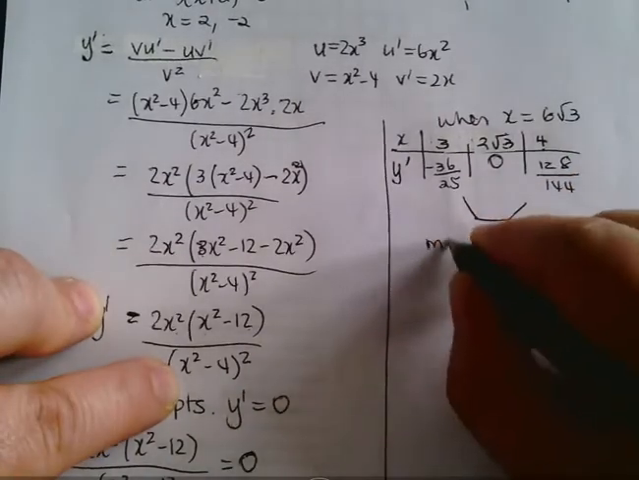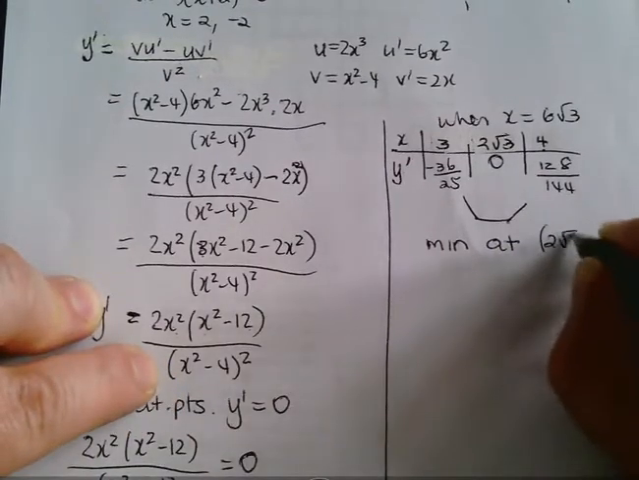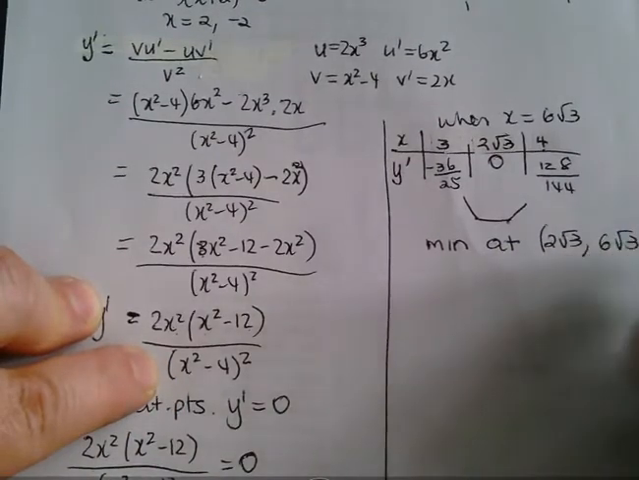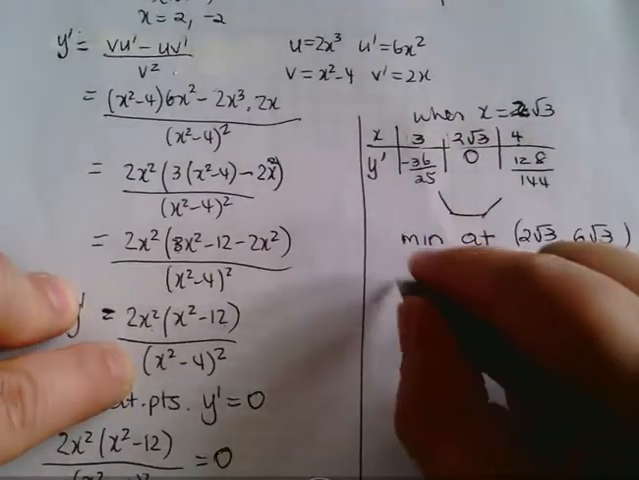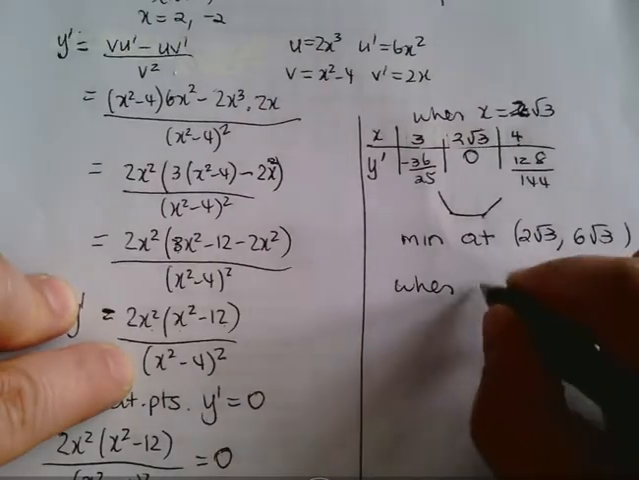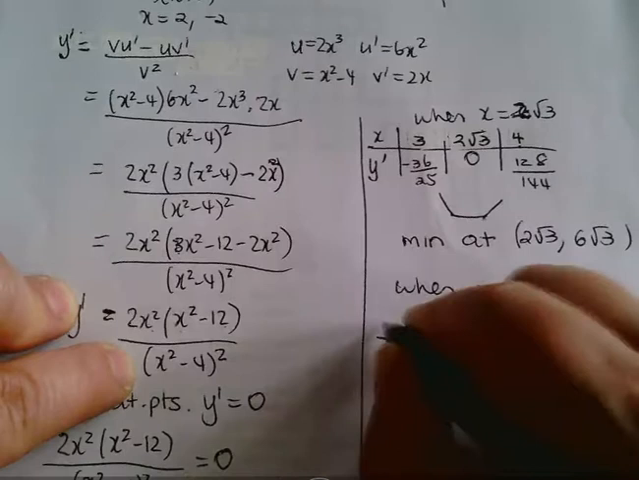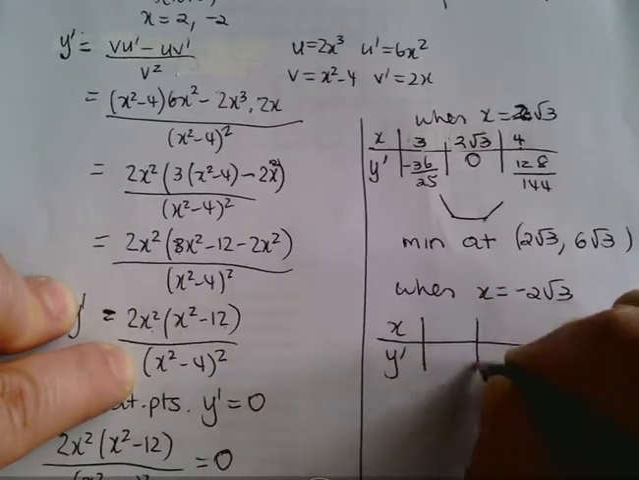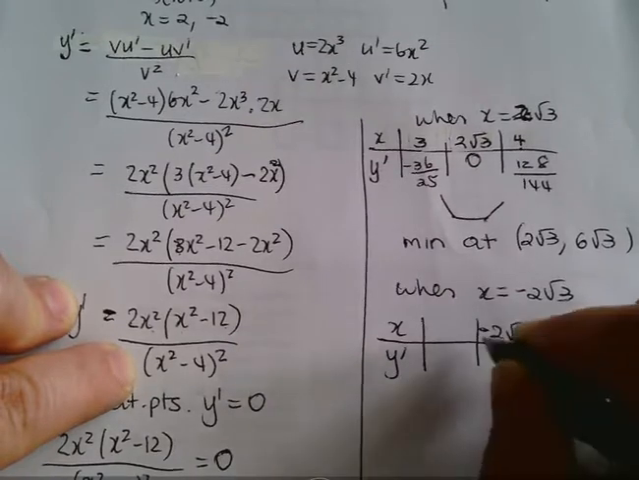We've got a minimum at 2 root 3, 6 root 3. Sorry, this is when x is 2 root 3. So we've got a minimum there by substituting into the first derivative. And when x is negative 2 root 3, the substitution should be easy. Hopefully it's just a matter of changing sign.